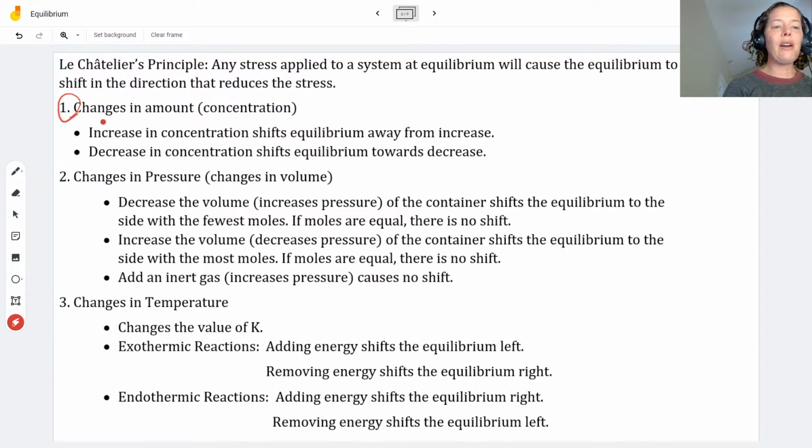Okay, so the first one here are changes in amount, and sometimes you'll see this as changes in concentration, but it doesn't necessarily have to be concentration.